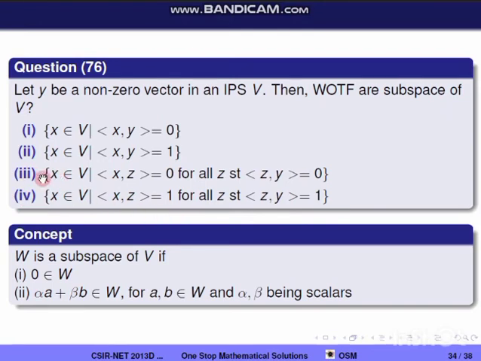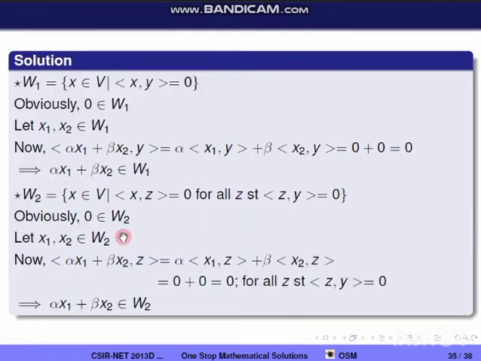Now we will check the third option. So let me take W2 equal to the set of all X belongs to V such that inner product X comma Z is equal to 0 for all Z such that inner product Z comma Y is equal to 0. Obviously 0 belongs to W2 because inner product with 0 is again 0. Now let x1, x2 belong to W2, then inner product x1, Z is equal to 0 for all Z such that inner product Z comma Y is equal to 0, and inner product x2, Z equal to 0 for all Z such that inner product Z comma Y equal to 0.